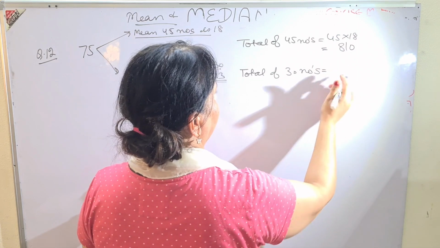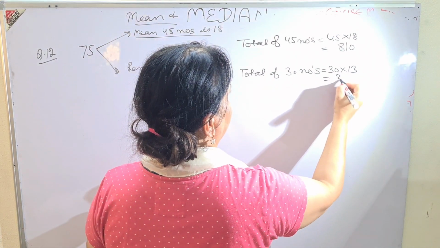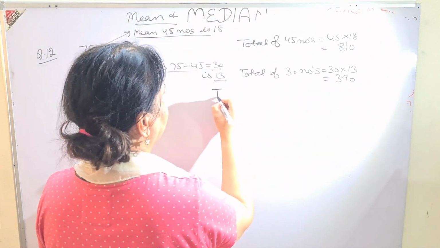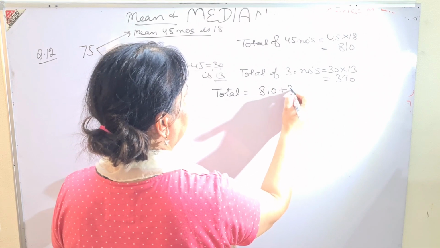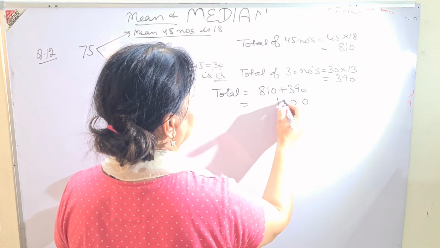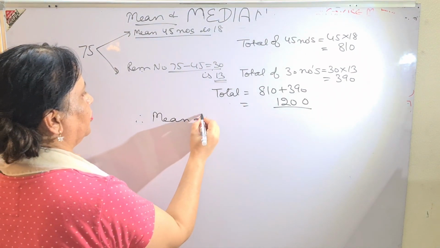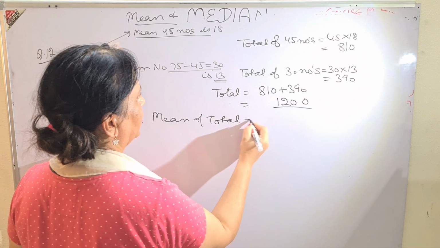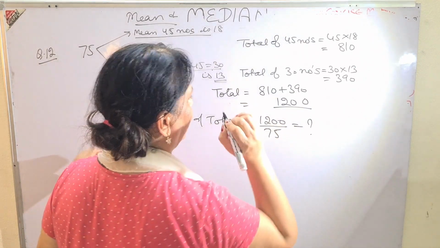And a total of 30 numbers, the mean was 13, so 30 into 13 is 390. So the total is 810 plus 390, that is 1200. He asked me the mean of the total. The mean of the total will be 1200 over 75, the total numbers, and that is your required answer.